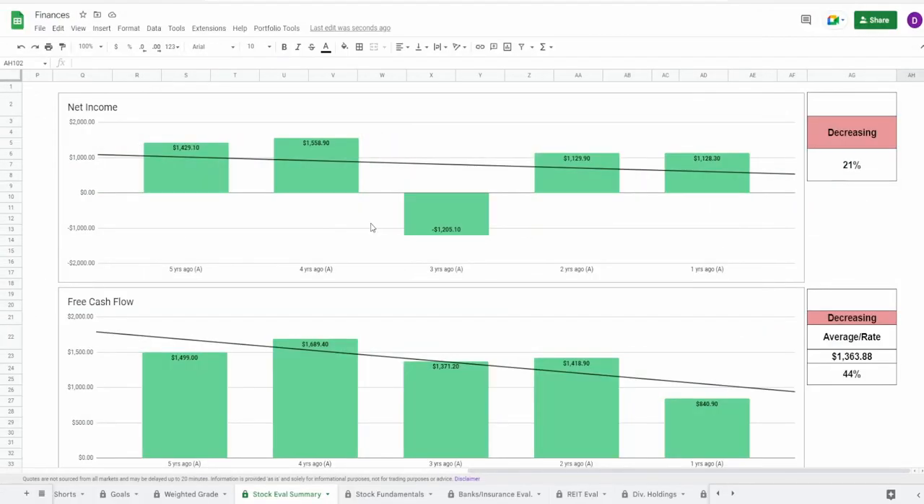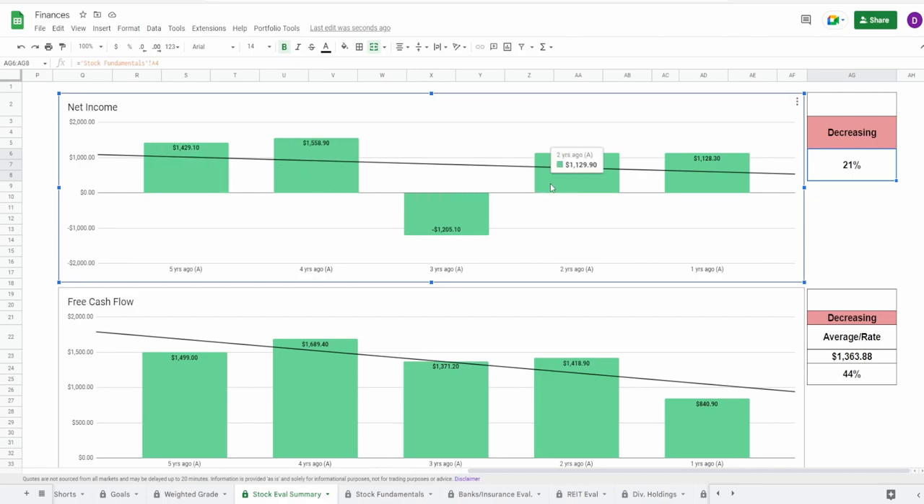So now let's actually come over here into the fundamentals, starting of course with the net income, guys. 5 years ago of $1.4 billion to 1 year ago of $1.13 billion. That is a decrease of 21%. 3 years ago, they were negative $1.21 billion. Not gonna fault them for this because this one was when COVID was happening, but take a look at this, guys. Ignoring the COVID year, they've only had 1 year where they went up, and that was 5 to 4 years ago.